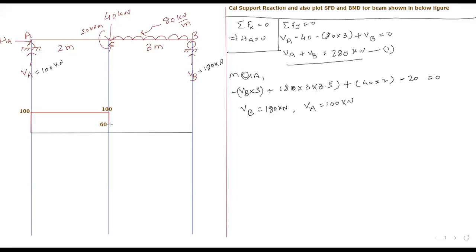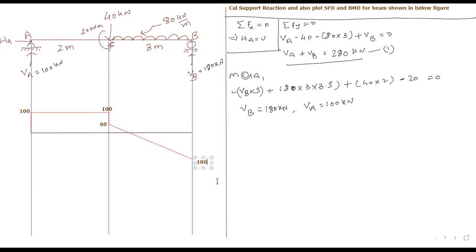Okay, so you need to add or subtract the point load of the UDL from 60. So in the calculator write plus 60 minus bracket 80 into 3 bracket close. You will get minus 180. Check it. So we need to go below the line, yes or no? You need to go below the line, yes or no?